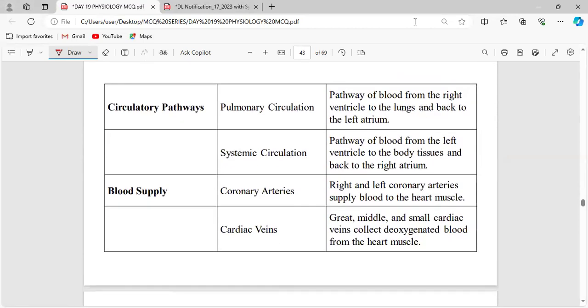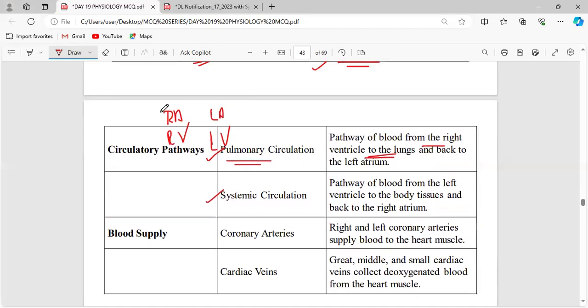And what are the pathways of the heart? Pulmonary circulation and systemic circulation. Pulmonary circulation means the blood has to reach the lungs, from the right ventricle to the lungs. For example, this will be the right atrium, right ventricle, left atrium, and left ventricle.